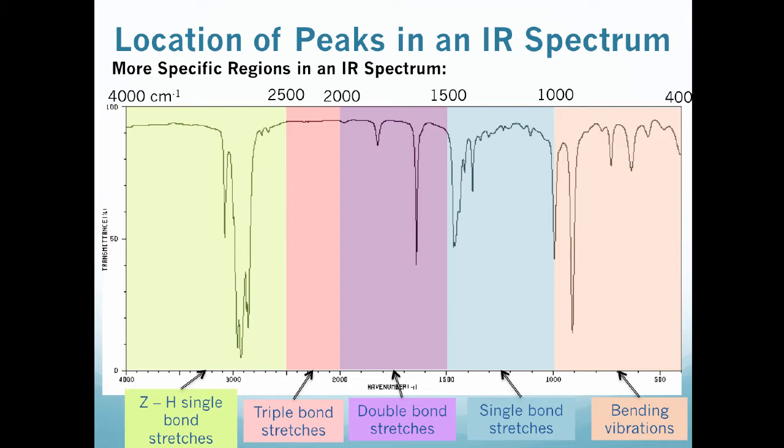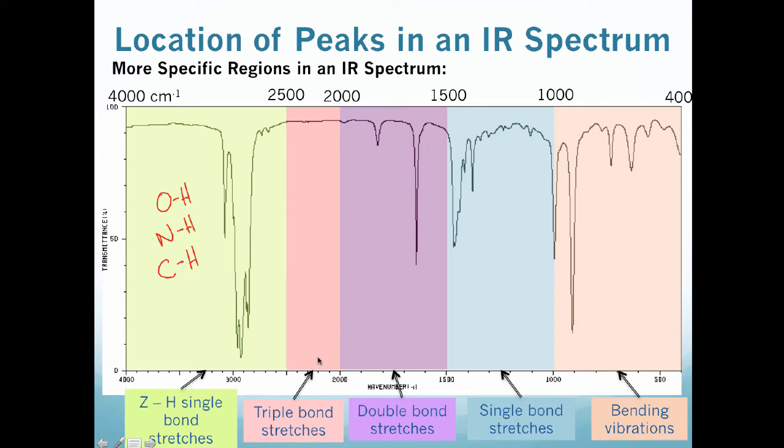Now, further breaking down the regions of an IR spectrum, there are 5 basic regions we can look at here. And this first section, at about 2500 to 4000 wave numbers, is the Z-H single bond stretches. So that is something bonded to a hydrogen. Some of the common things that we'll see in this region: the OH stretch, so alcohols we'll see here, NH stretches, and carbon-hydrogen stretches. So all of these bond stretches are going to show up in this region, and that's going to be very diagnostic for us.